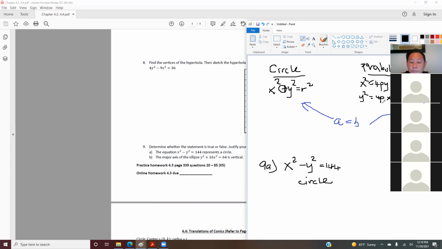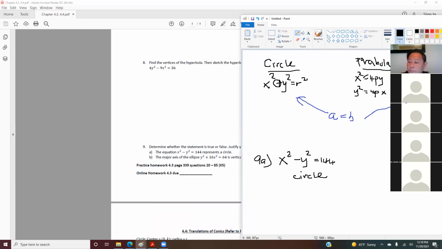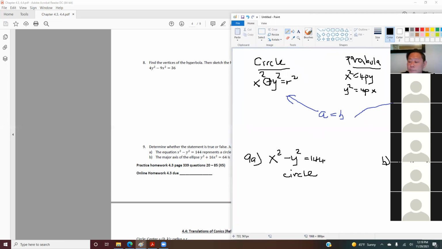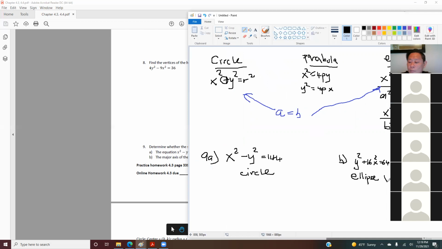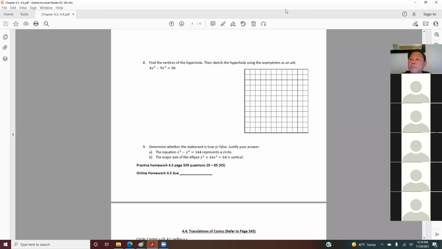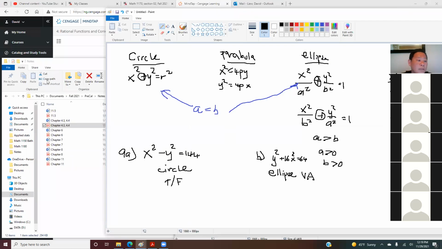True or false? Anyone? X squared minus y squared equals 144 is a circle. True or false? Anyone? False. Why is this false?